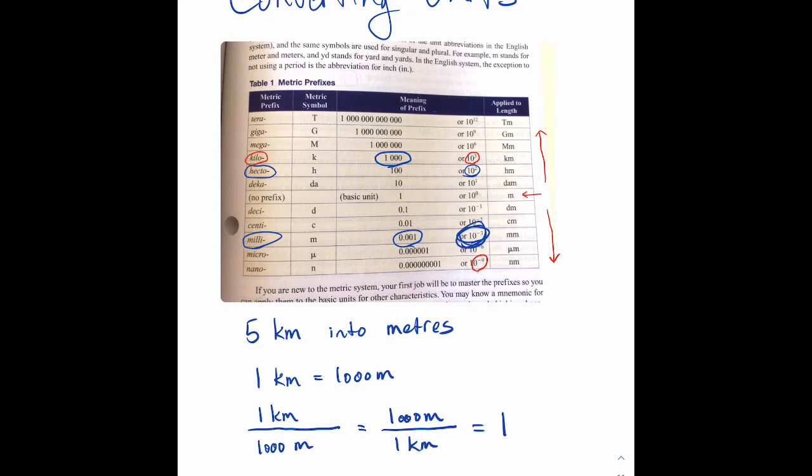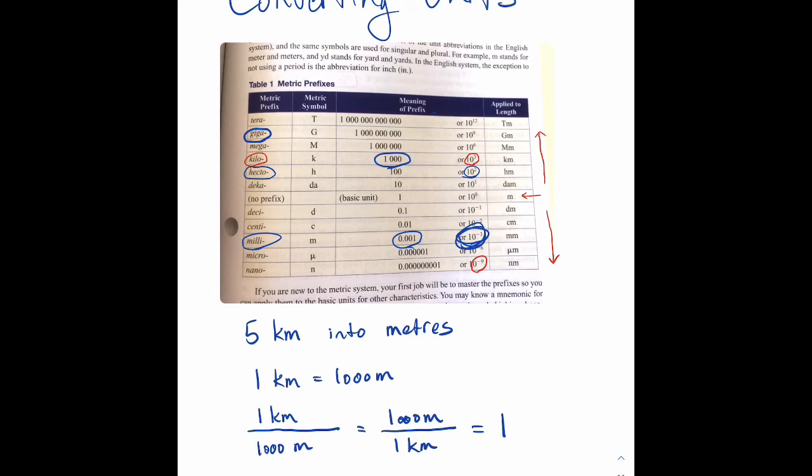So let me go from gigameters up here. I know that's not one that we typically use, but we could do that, to decimeters here. So gigameters is 10 to the 9th, and decimeters is 10 to the minus 1.